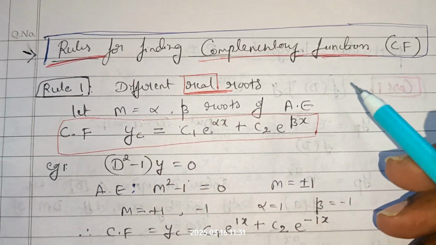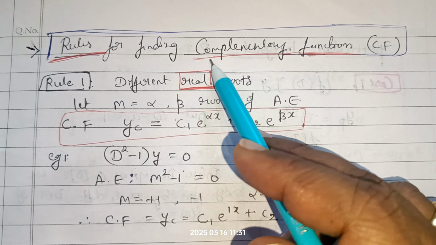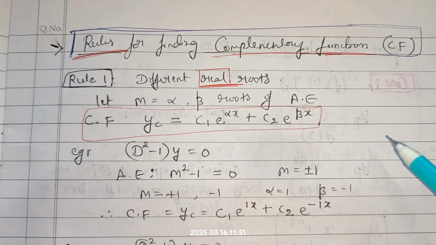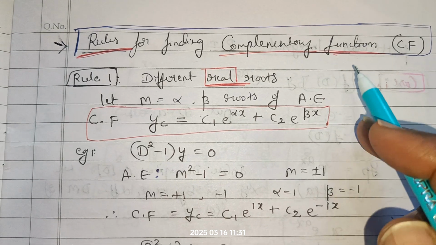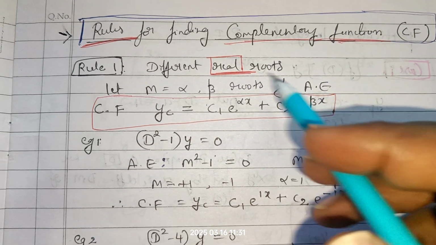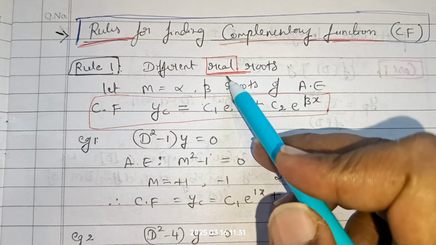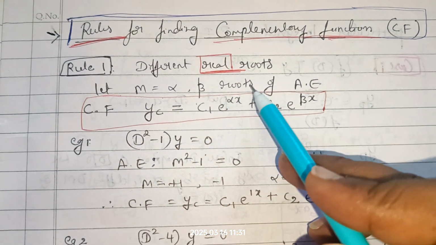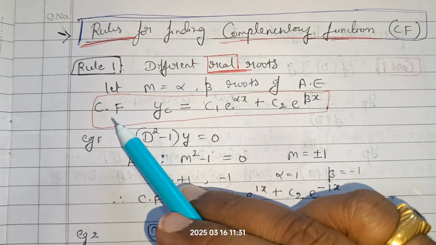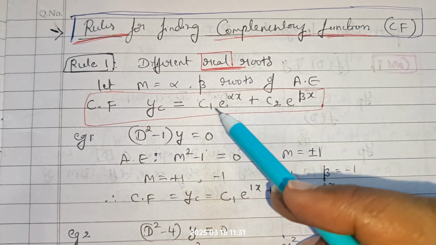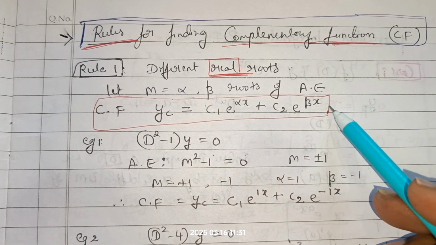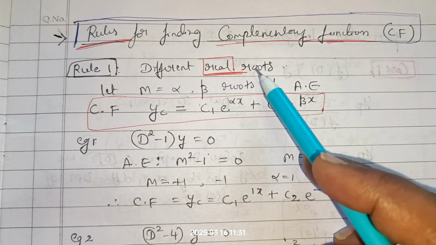So in this video we are going to see the rules for finding complementary functions. Okay, so in the problems of Euler equations there are complementary functions. So what are the rules? The first rule is, if different real roots are there, let m equal to alpha, beta be the roots of the auxiliary equation. So the complementary function yc is equal to c1 e power alpha x plus c2 e power beta x. This is the complementary function for different real roots.